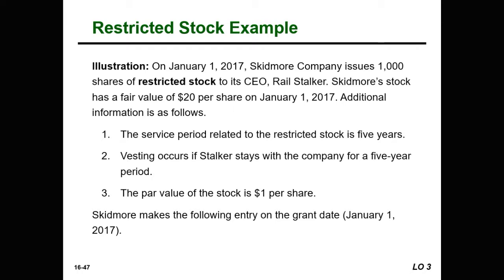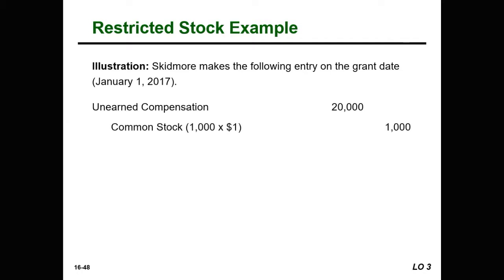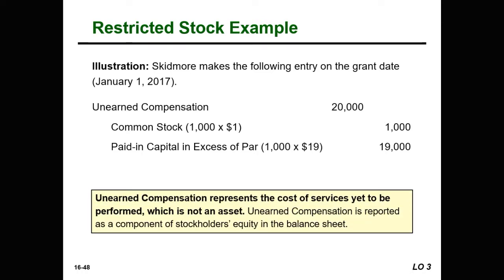So let's look at the entries and how this works. With restricted stock, on the grant date, January 1st, 2017, we would debit unearned compensation $20,000. And we would credit common stock $1,000 for par value of the common stock. We would also credit paid in capital in excess of par an additional $19,000. We are posting to the contra equity account unearned compensation to represent the cost of the services yet to be performed. This is not an asset.